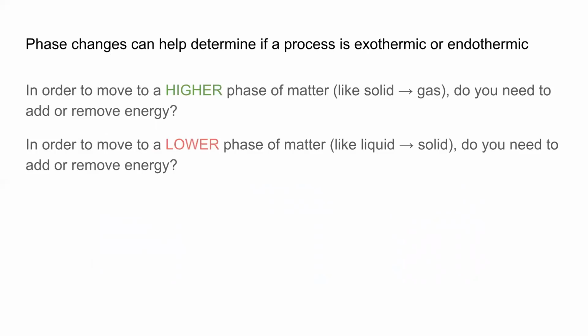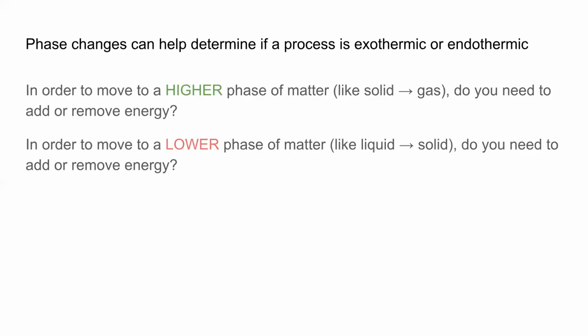Now that we know which phase is lowest or highest in energy, we need to think about changing phases to determine if something is exothermic or endothermic. For example, in order to move to a higher phase of matter, like from a solid to a gas, do you need to add or remove energy? If we're going from solid to gas, that would be endothermic, so we had to add energy. Because solids have a lower energy state and gases have a much higher energy state, in order to excite those molecules, you need to add energy into the system. So this will be an endothermic process because you're adding in energy to make it move to a higher phase of matter.